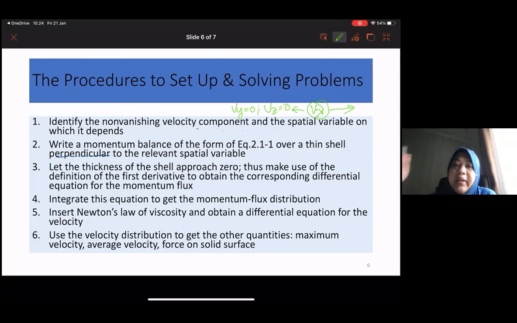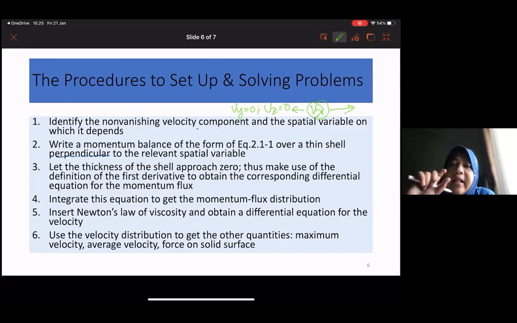So first we identify the non-vanishing velocity components, and the second one, let's write a momentum balance using a thin shell perpendicular to the relevant spatial variable. So we're going to describe the thin shell. All of this in the exam is actually a requirement to pass, starting from determining the coordinate. Then let's make a thin shell, and once we calculate the equation, let the thickness of the shell approach 0.